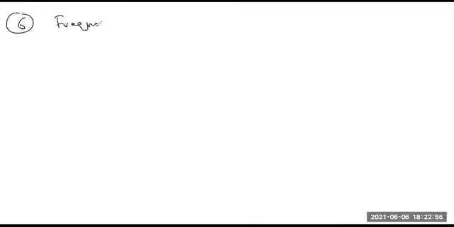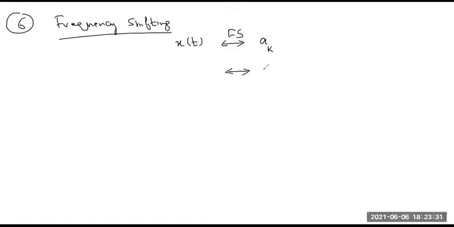Let's move on to another property, which is related to frequency shift. Now, rather than talking about a shifting operation in the time domain, we are talking about a shifting operation in the frequency domain. If x of t has a Fourier series pair represented by a sub k, and we perform a frequency shifting operation, this Fourier coefficient a k becomes a k minus m. So the original Fourier coefficient, which was at k, has moved to a new place, k minus m. This m decides how much frequency shift has been introduced.